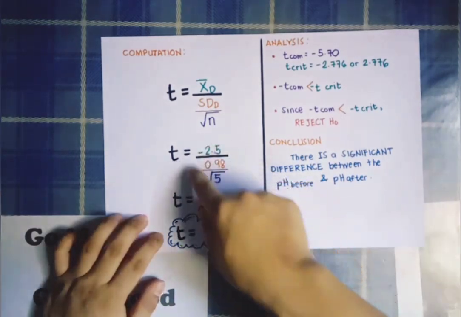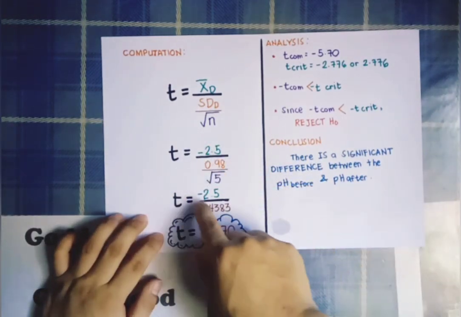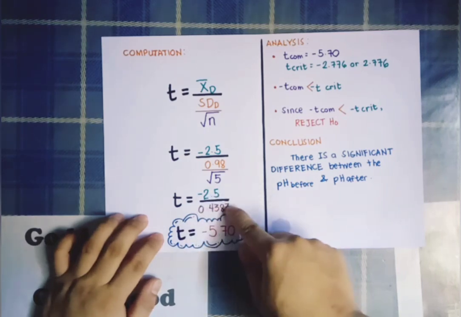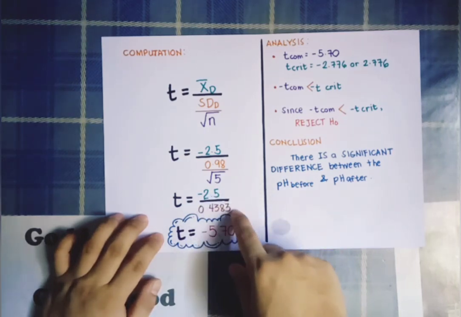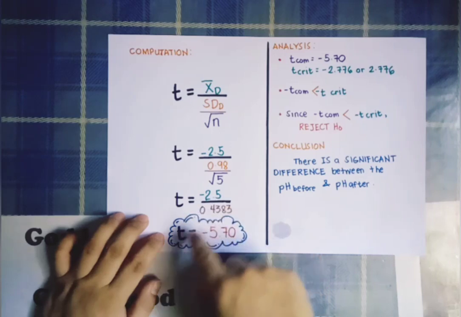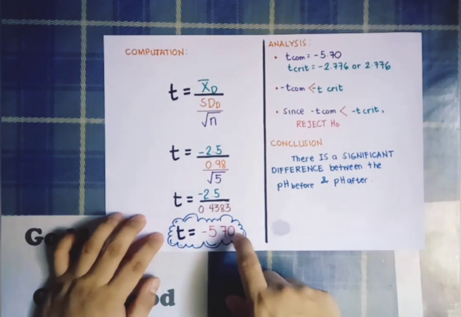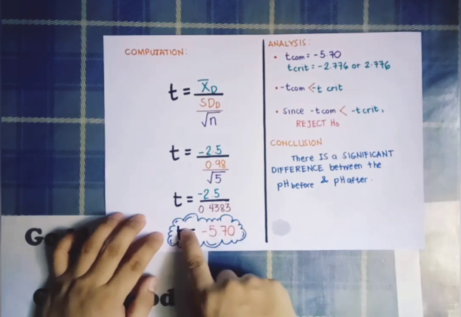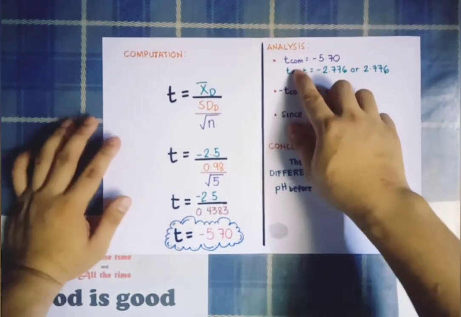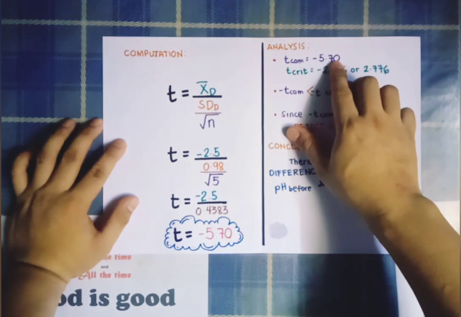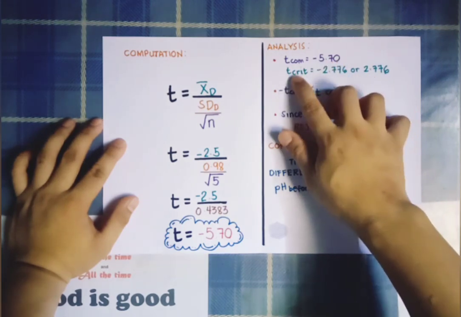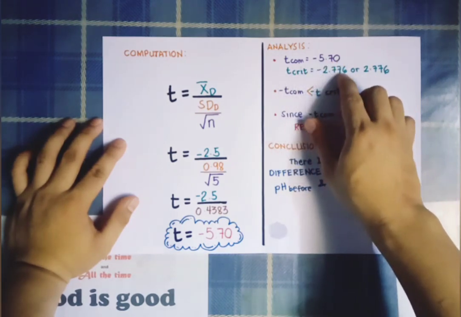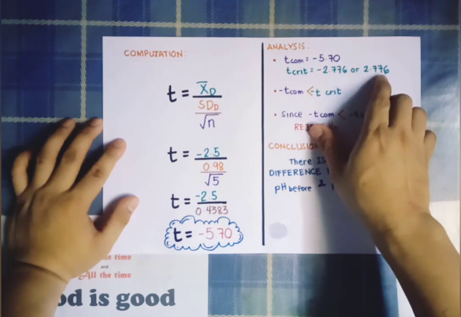By simplifying further this equation, we have t is equal to negative 2.5 divided by 0.4383. And by simplifying this equation, we have t is equal to negative 5.70. So this is now our t computed, or tcom. Now, for our analysis, our t computed is negative 5.70, while our critical t is negative 2.776 or positive 2.776.